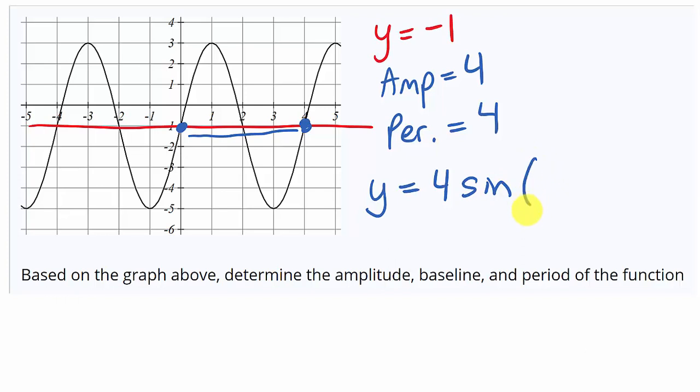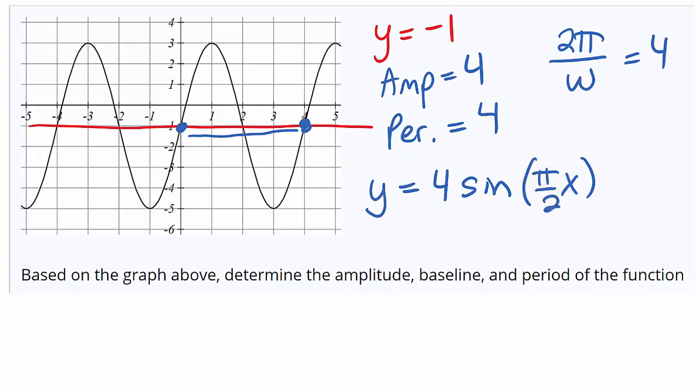We are going to put a number in front of the x, our omega, so that the period will be 4. The period is normally 2 pi. We're going to divide it by something so that we get 4. And so you can see that that needs to be pi over 2.